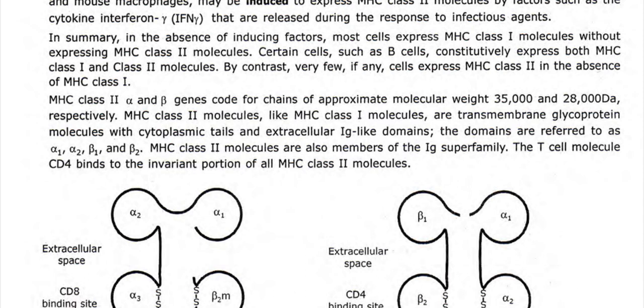MHC class 2 alpha and beta genes code for chains of approximate molecular weight. MHC class 2 molecules, like MHC class 1 molecules, are transmembrane glycoprotein molecules with cytoplasmic tails and extracellular Ig-like domains. Domains are referred to as alpha 1, alpha 2, beta 1, beta 2. MHC class 2 molecules are also members of the Ig superfamily. The T cell molecule CD4 binds to the invariant portion of all MHC class 2 molecules.